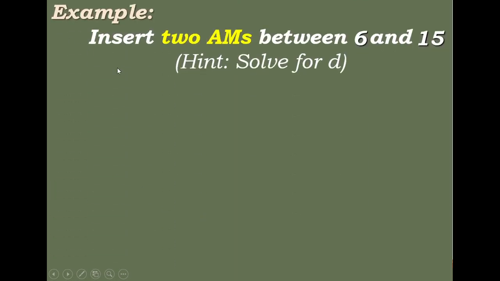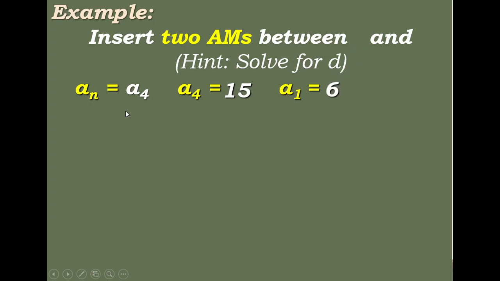Let's have an example. Insert two AMs between 6 and 15. Since we must insert two numbers between 6 and 15, there are four numbers in the arithmetic sequence. Thus, a sub n is equal to a sub 4. A sub 4 is equal to 15, which is the last term. A sub 1 is equal to 6, which is the first term. And n is equal to 4, which means the number in arithmetic sequence.